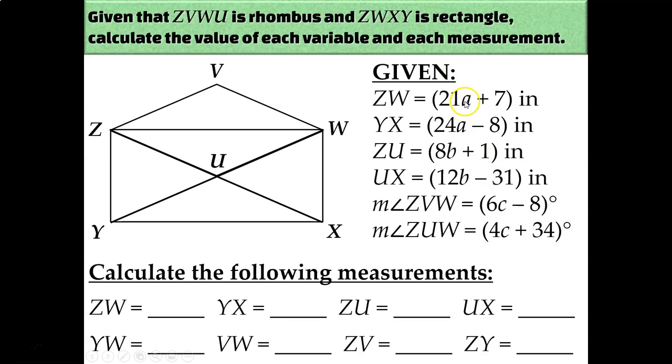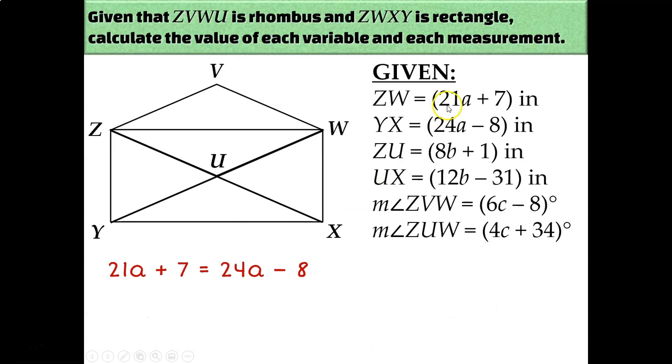If I want to solve for A, well, I see A in this variable expression and this one. So ZW is this line and YX is this one. Those are opposite sides of the rectangle, and we know that opposite sides of rectangles or opposite sides of parallelograms are equal to each other. So I can say that 21A plus 7 is equal to 24A minus 8, and then solve that equation, and we find out that A equals 5.